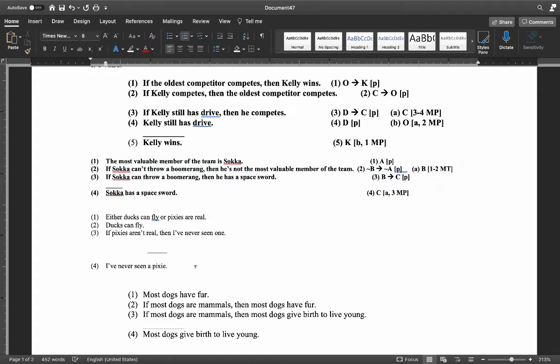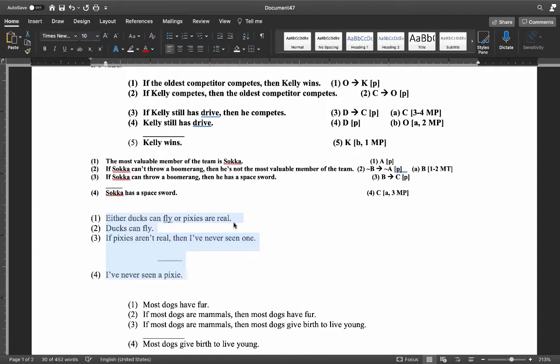Now, let's come back over here. I'm going to make this bigger again. Either pixies aren't real or ducks can fly. So I'll say ducks can fly or pixies are real. That's a premise. And then I come down here to 2. It says ducks can fly.